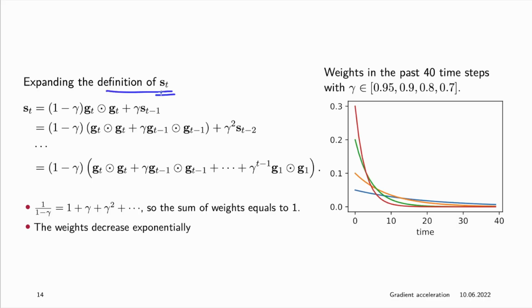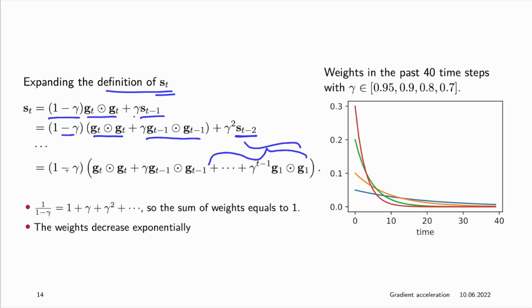Now let's look at this exponentially weighted moving average by expanding the definition of st. So st is computed as 1 minus gamma times the squared gradient plus gamma times s at the iteration t minus 1. This can again be expanded to get an expression in st minus 2. And if we expand this st all the way up to the first iteration, then we're getting 1 minus gamma times the gradient at time step t squared, plus gamma times the gradient at time step t minus 1 squared, plus, and so on and so forth, up to gamma to the power of t minus 1 times the gradient at time step 1.